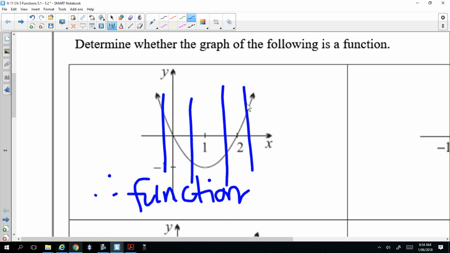Because if you draw a vertical line, for one x value, there's only one y value, isn't it? One x, one y. That's why it's a function. For any x value you choose, there's only one y value. That's why it crosses once.